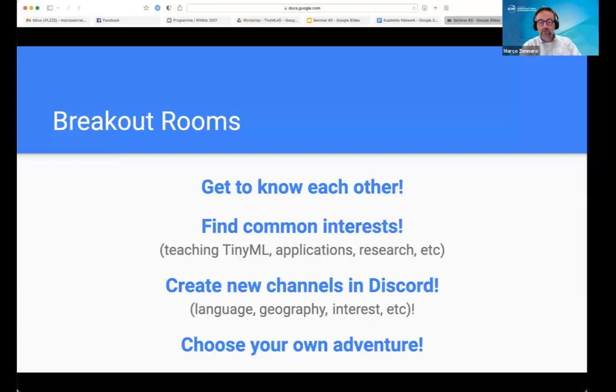And the other point is to create new channels in Discord. So now we created these channels, but you might have better ideas. So maybe creating language channels. So as an example, Marcelo is working with some students in Mozambique, because both are Portuguese speaking countries. So that is one option. Or geography might be that there's some issue that you want to tackle which is specific to your region. So you might work with people that work in your region on some specific topic or interest in general in the TinyML field.